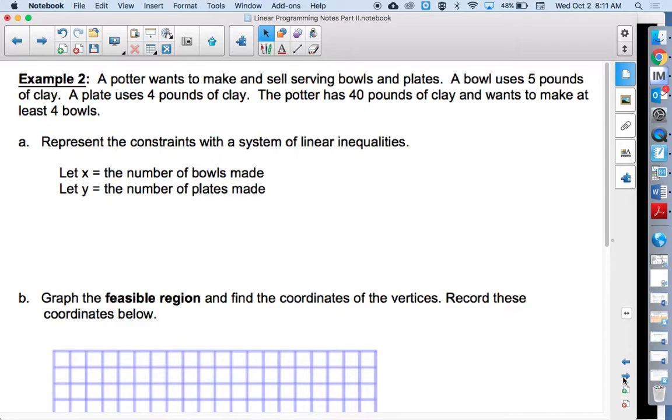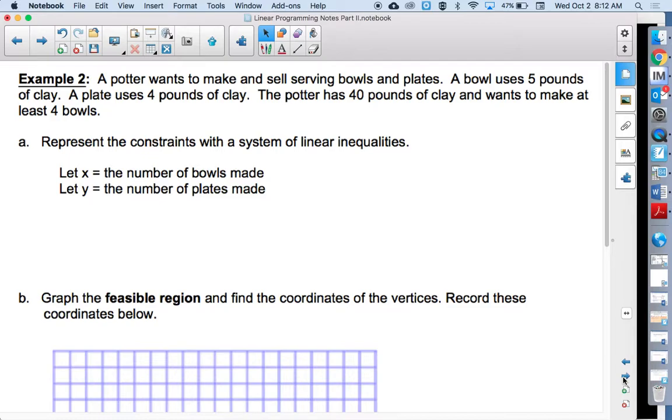A potter wants to make and sell bowls and plates. A bowl uses 5 pounds of clay. A plate uses 4 pounds of clay. The potter has 40 pounds of clay to make these bowls and plates, so he has a total of 40 pounds. And he wants to make at least 4 bowls.